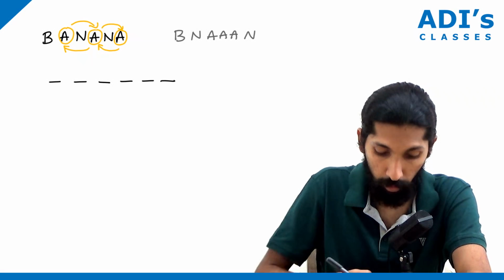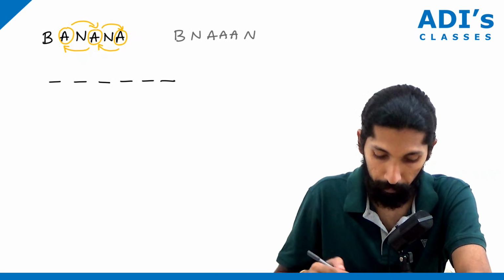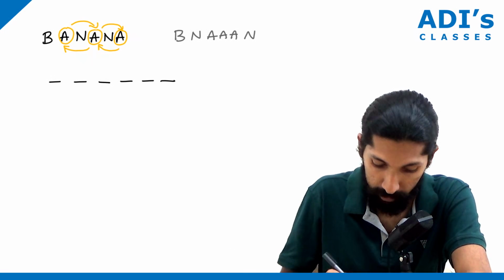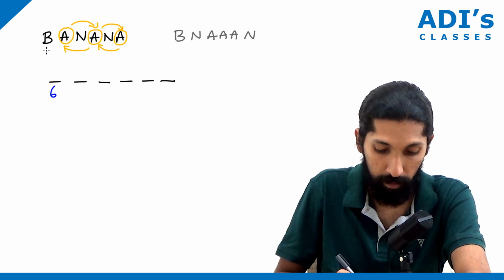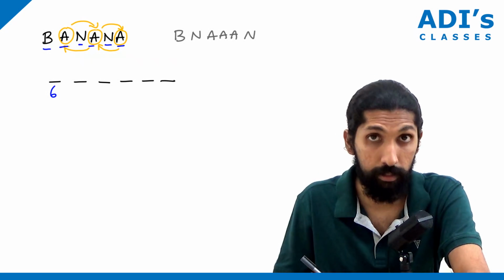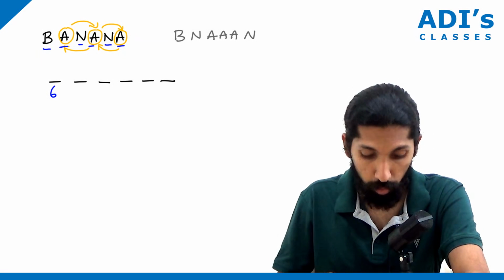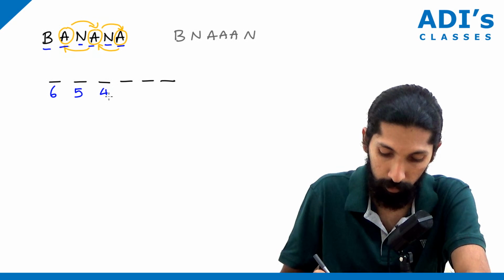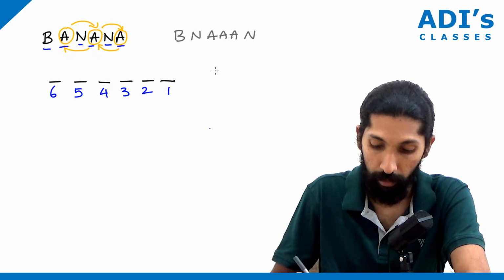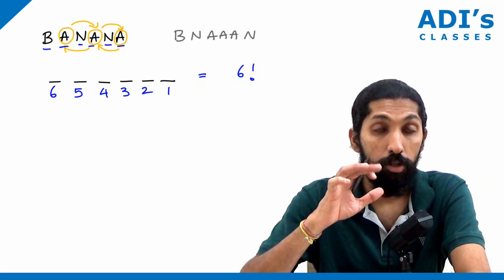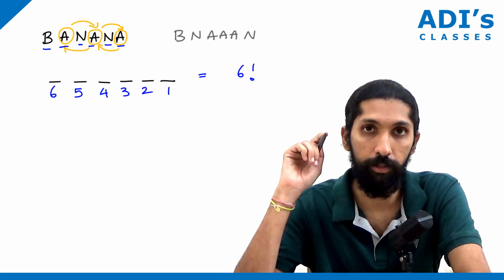We start with the first one. For the first empty place, you have 6 different possibilities: 1, 2, 3, 4, 5, 6. Once you choose one of the letters, now you have 5, then 4, 3, 2 and 1. Isn't it the same as 6 factorial? So totally we have 6 factorial.